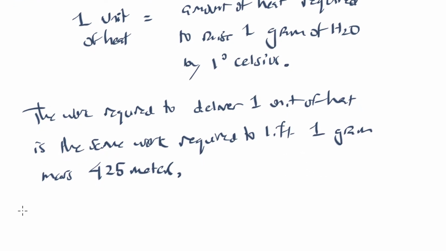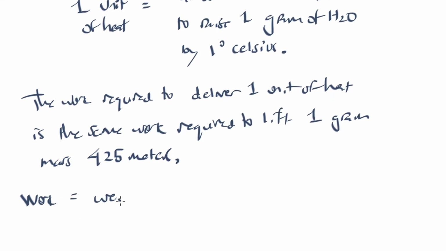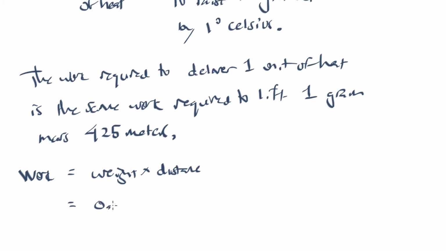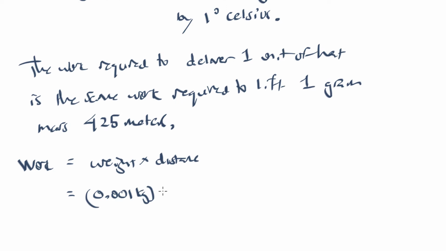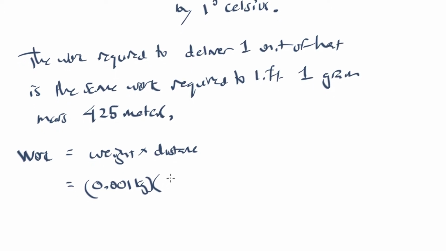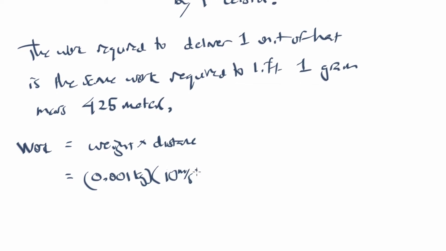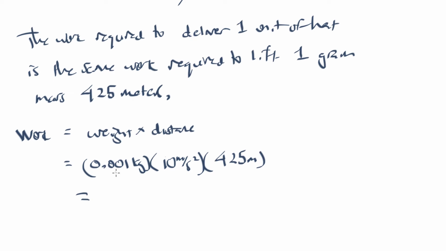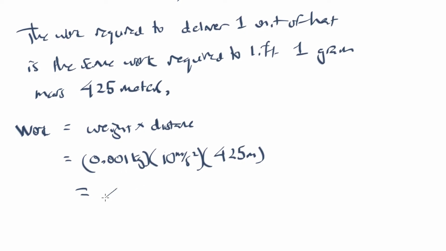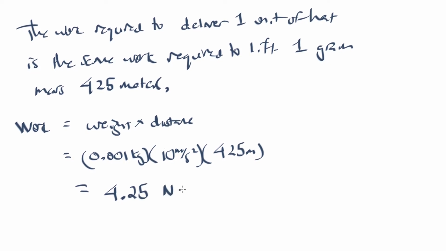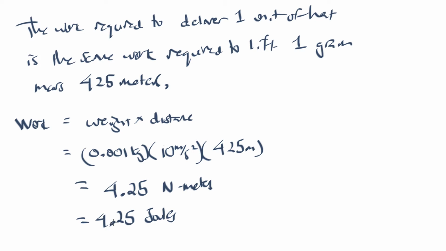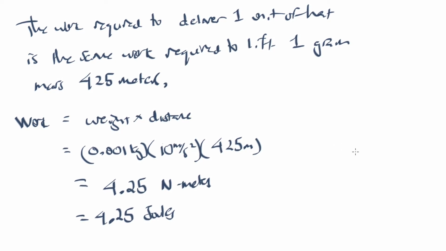So we could figure out how much work that is. Well, the work would be equal to the weight times the distance, right? That's how we compute work. And the weight would be, well, 1 gram is 0.001 kilograms. And if we want to convert that into a weight in newtons, we'd have to multiply by 9.8 meters per second squared. That's a conversion factor. I'm just going to round off to 10 meters per second squared, and I won't be too far off. And multiply that by 425 meters, and you'll see right away that this becomes 0.001 times 10 times 425. That gives us 4.25 Newton meters, or 4.25 joules. That is the amount of work one needs to do in order to create 1 unit of heat. That is the amount of work required to raise 1 gram of water by 1 degree Celsius.